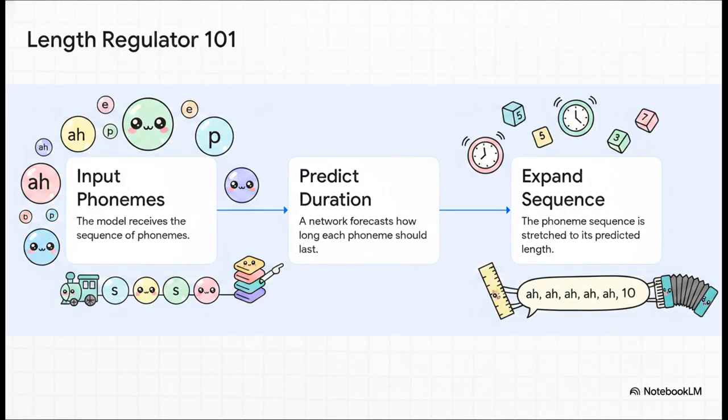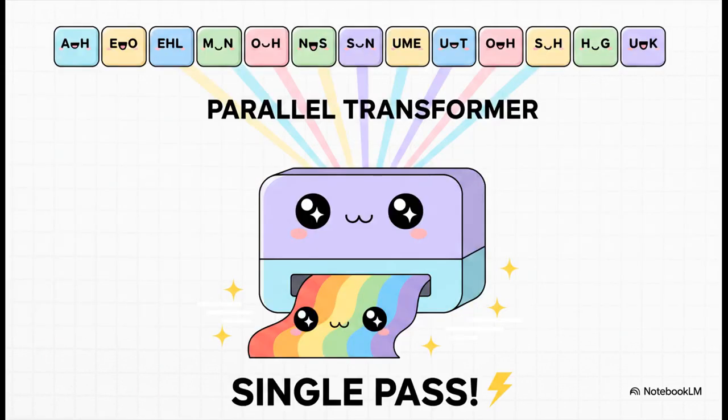So, here's the play-by-play. First, the text becomes phonemes. Then, a separate little network, the duration predictor, looks at the whole sentence and just spits out a number for each phoneme, how many audio frames it should last. Finally, the length regulator takes those numbers and just expands the sequence. If the phoneme ah gets a duration of 10, its data is just copied and pasted 10 times in a row. Simple as that. And that is the whole trick.